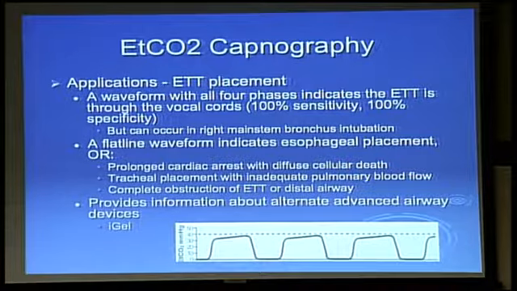So if you have a flatline waveform, then either it's esophageal placement or you have prolonged cardiac arrest, there's inadequate blood flow, or there's some kind of obstruction. If there's any doubt, pull the tube. And then, although the numbers aren't directly comparable from a supraglottic airway to an endotracheal tube, it can give you some valuable information about how well your iGel is working to ventilate the patient.